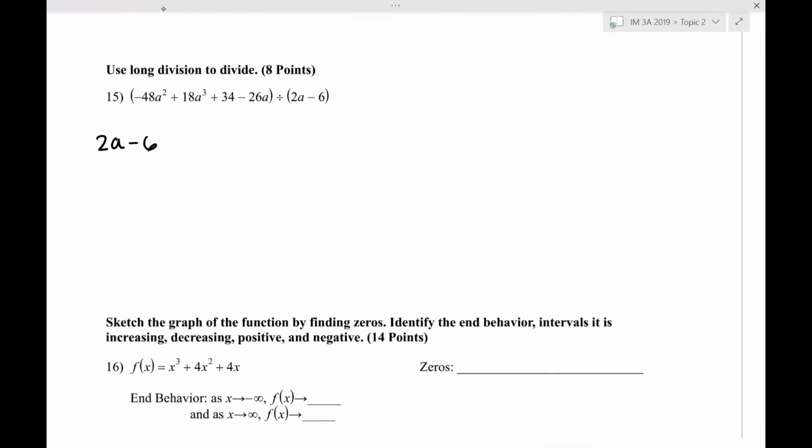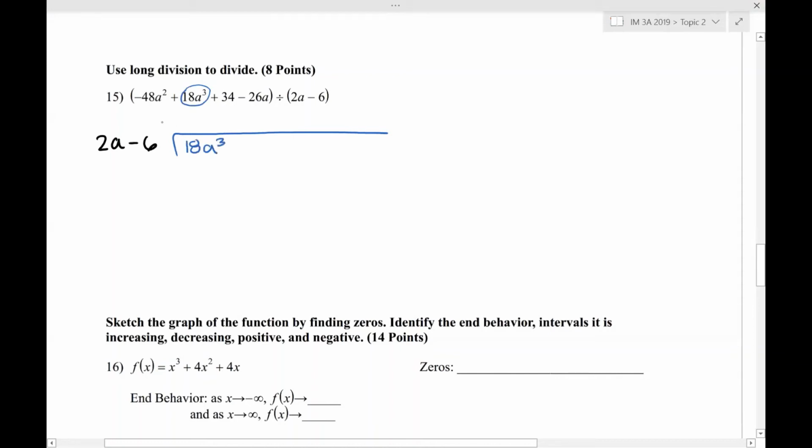Our divisor here, though, again, is linear, but without a leading coefficient of 1. So first thing we want to check is our dividend in standard form, and is it missing any coefficients or any terms? So a cubed is going to come first. So we've got 18a cubed. Then we're going to have a squared, so minus 48a squared. Then we should have an a, so minus 26a. And finally, plus our constant, which is 34.